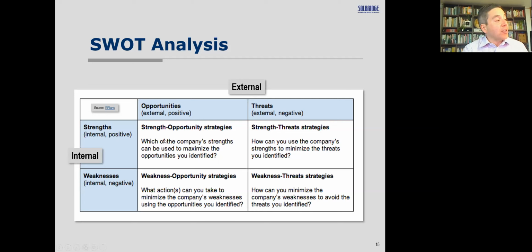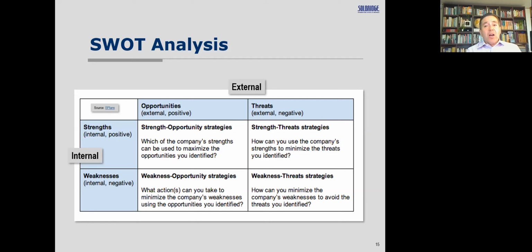And the four strategies, well, they should all be mixed. These are not exclusive strategies. But the point is, in your strategy, what will be your strength-opportunity strategies? Which of the company's strengths can be used to maximize the opportunities outside? The weakness-opportunity strategy would be, what can you do to minimize the company's weaknesses in relation to the outside opportunities? And the strength-threat strategy is, what can you do with your company's strengths to minimize the threats from the outside? And weakness-threat strategies, how can you minimize a company's weaknesses to avoid the threats you identify?